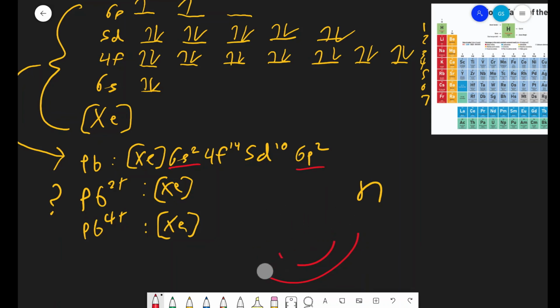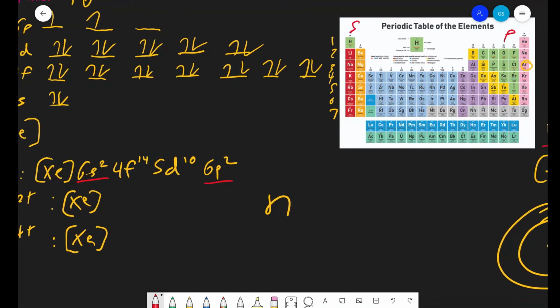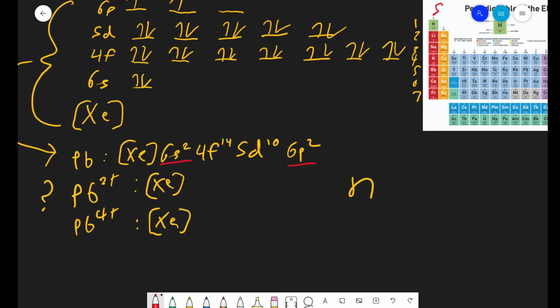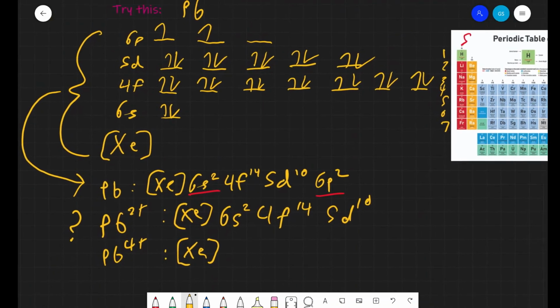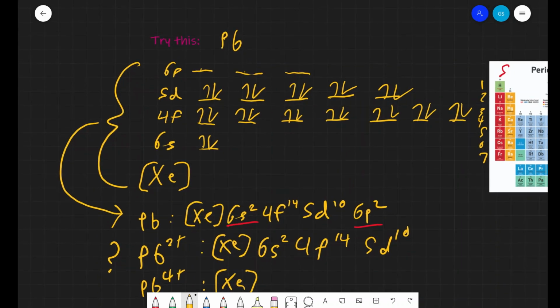You can think about it by looking at the periodic table. You start with s on this side and then you end up going to p on this side. If that helps to memorize it. So p orbitals will always be farther out than s orbitals. So you would take away 2 electrons from 6p2. So this would be 6s2, 4f14, 5d10, and then I can just take away 2 electrons from here. And this would be lead 2+.